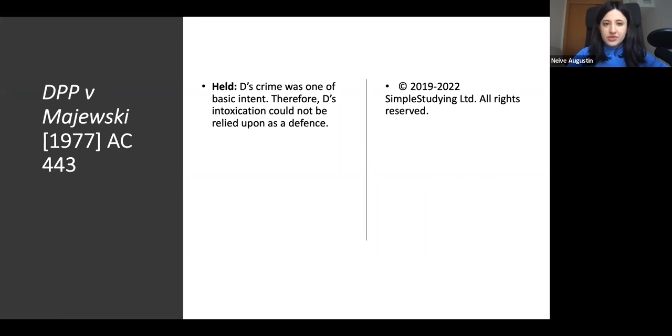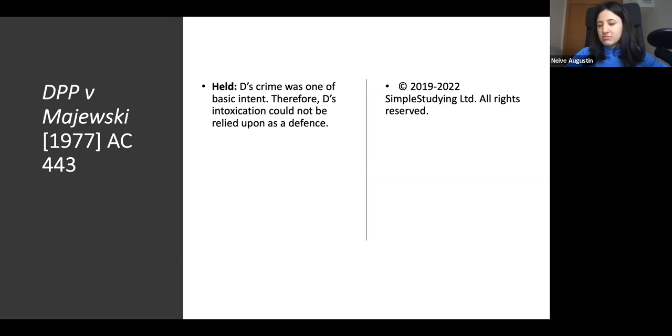DPP v Majewski: the defendant's crime was one of basic intent, therefore the defendant's intoxication could not be relied upon as a defense. So you need to make sure that the facts that you're concerned with in the problem question are either basic or specific intent, and then apply the relevant defense.